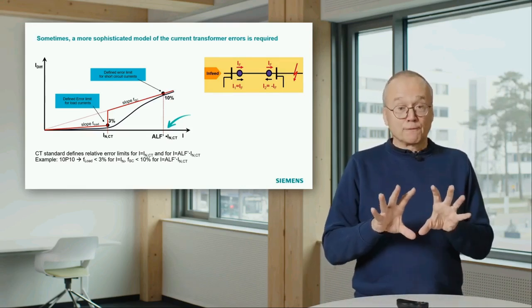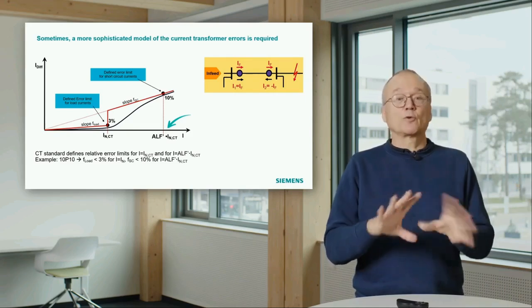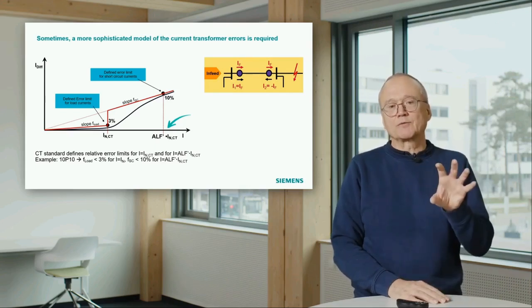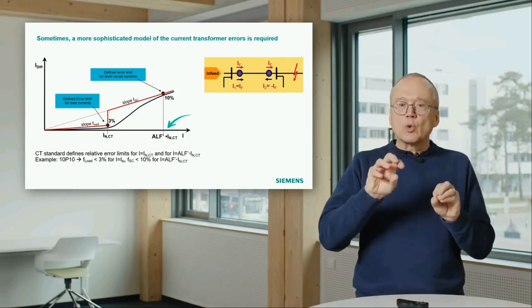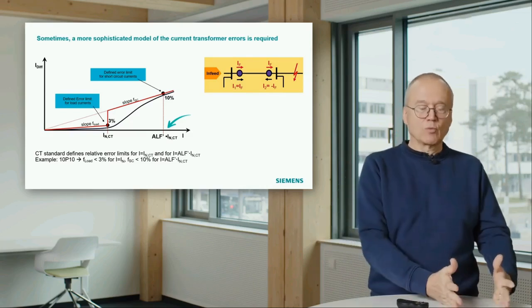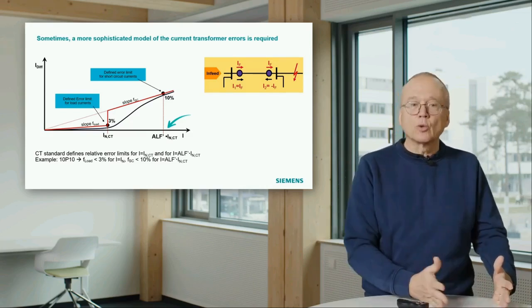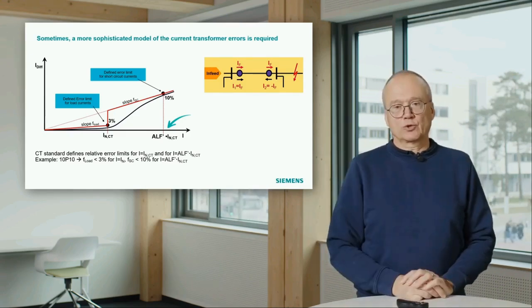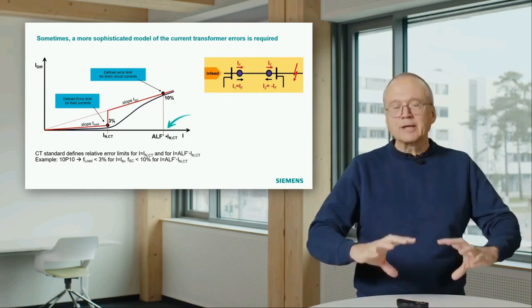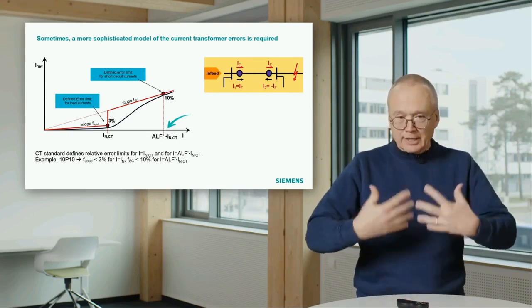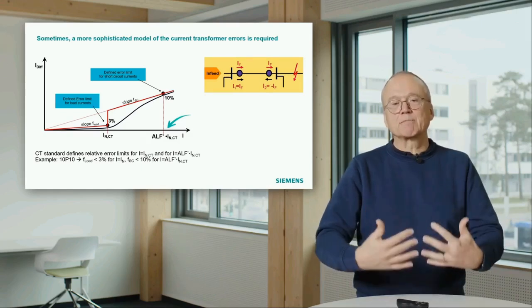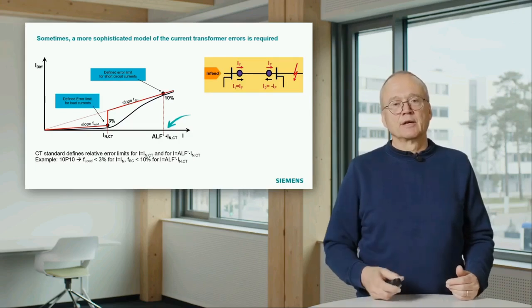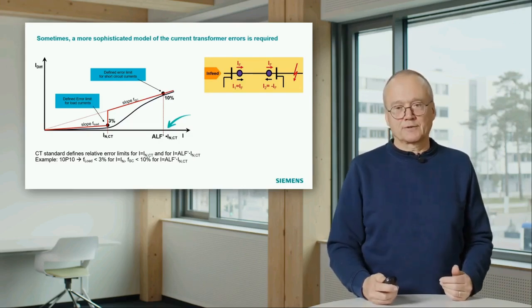That is a bit more sophisticated. Of course, as a user, you don't have to deal with this diagram. You only have to tell the relay these two error values. You have to tell the relay what is the current transformer error in the load range and what is the current transformer error for short circuit currents. And then the relay can, during its operation, permanently estimate what is the maximum differential current resulting from these current transformer errors.